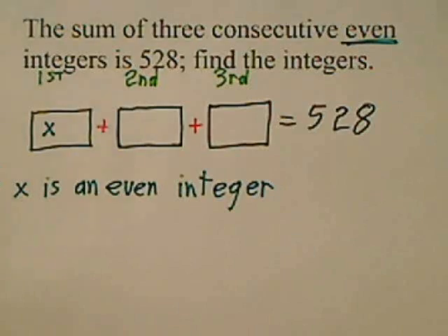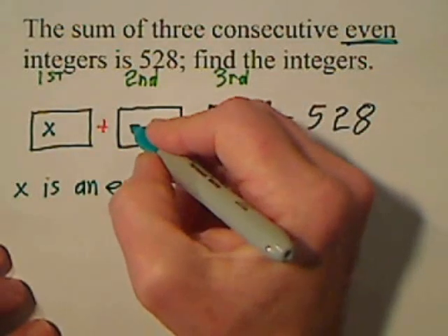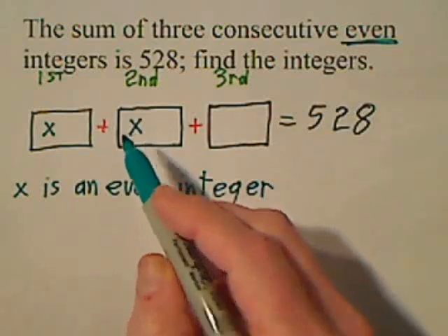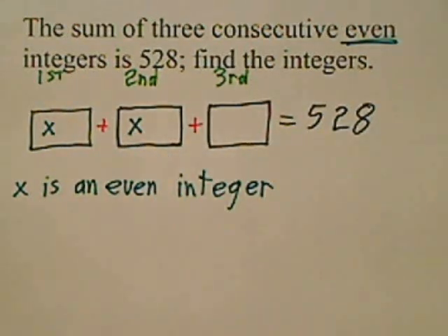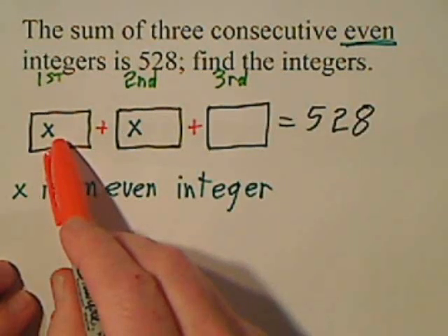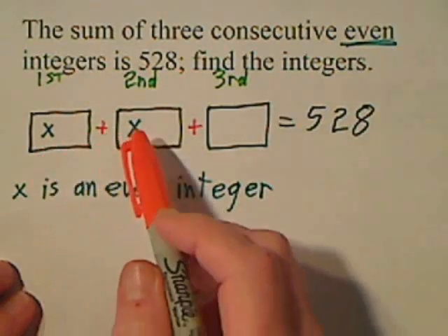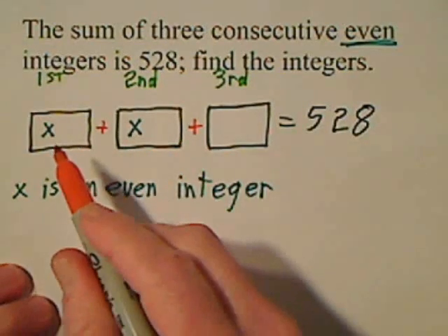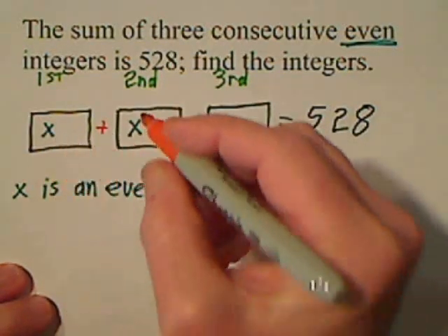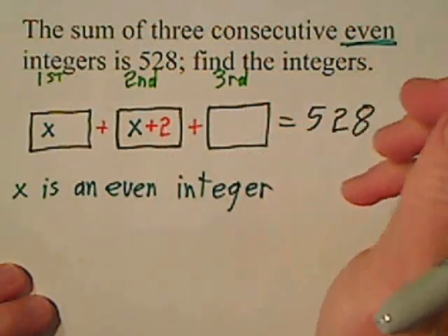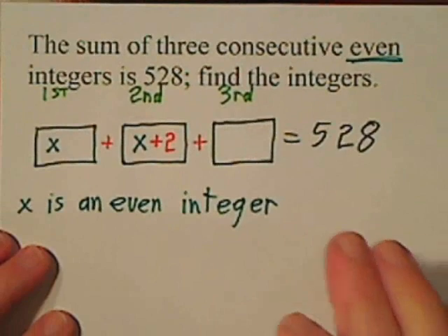All right, so the second integer is described in relation to the first. If the first one is x, and think about this, if you're standing on an even integer and you want to get to the next even integer, you're going to have to add 2 to the first one. So this would be x plus 2.